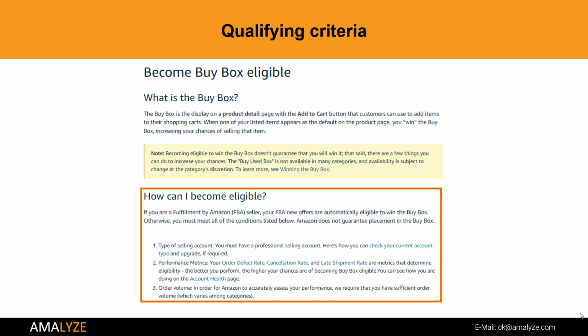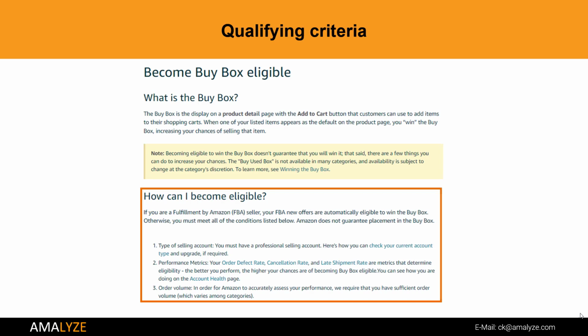How can I become eligible? Number one, type of selling account. Of course, you must have a professional selling account. Performance metrics like order defect rate, cancellation rate, late shipping rate are metrics that determine eligibility. The better you perform, the higher your chances are of becoming buy box eligible. Of course, that is absolutely necessary. And order volume. In order for Amazon to accurately assess your performance, we require that you have sufficient order volume, which varies among categories. Absolutely makes sense.